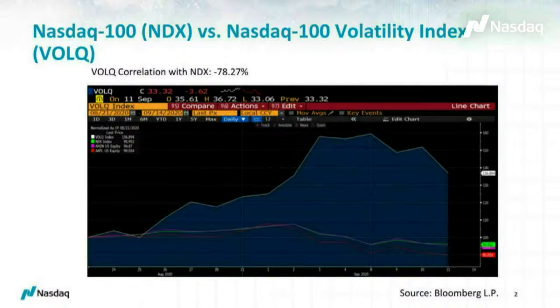We actually saw a curveball at the end of August and the start of September. We actually saw the market going higher and volatility also going higher at the same time. And this, to me, set up that situation where, as a market maker, something doesn't quite smell right.